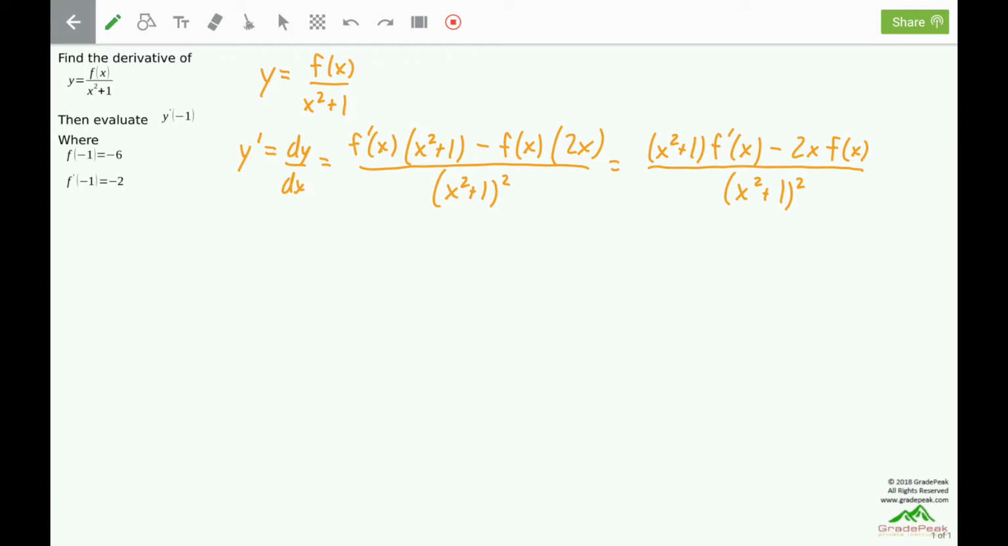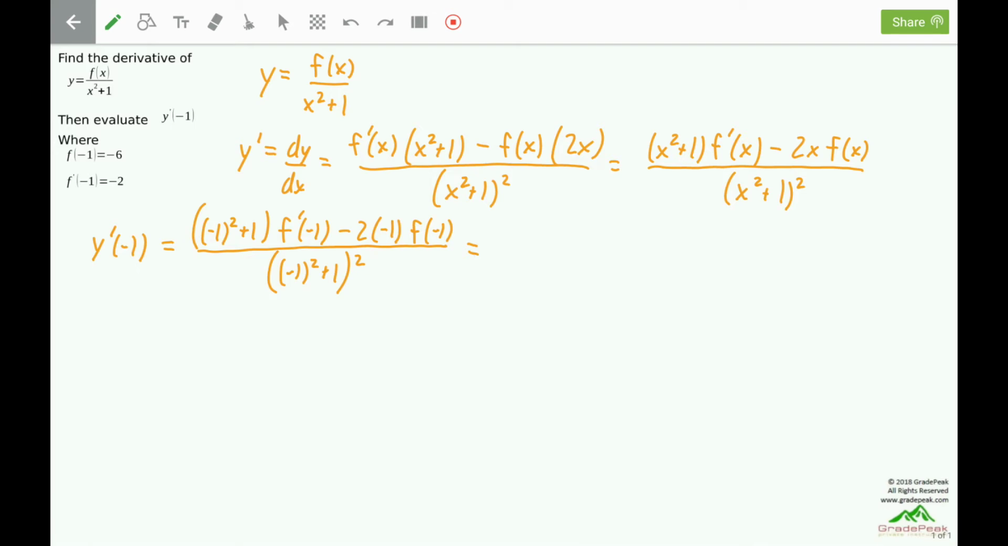The next thing to do is to evaluate y prime of negative 1, which means to plug a negative 1 in for each of the x's. So we will have negative 1 squared plus 1 times f prime of negative 1 minus 2 times negative 1 times f of negative 1, and this entire thing over negative 1 squared plus 1, and then the entire thing squared.